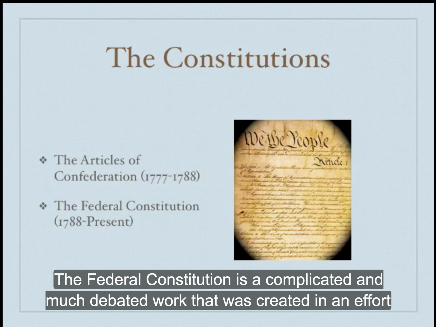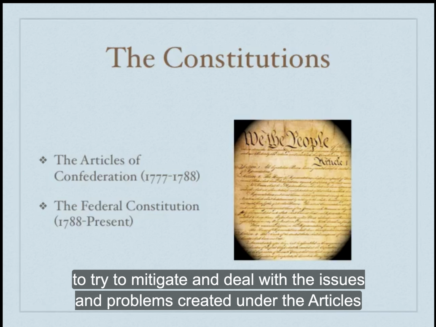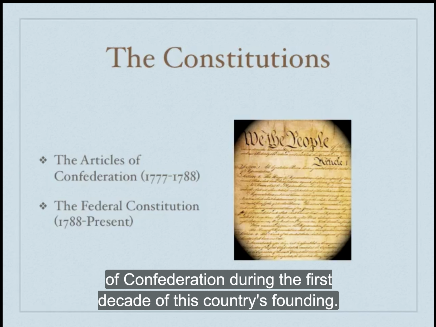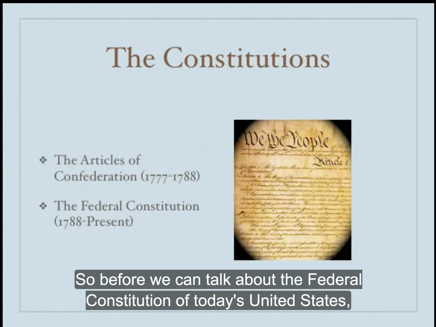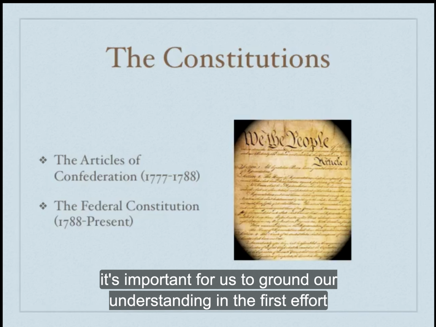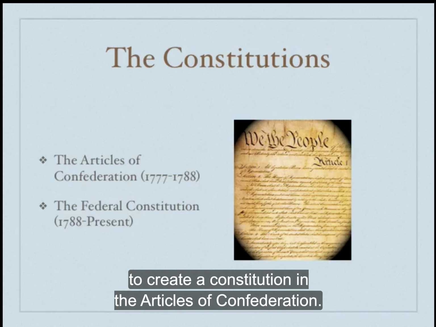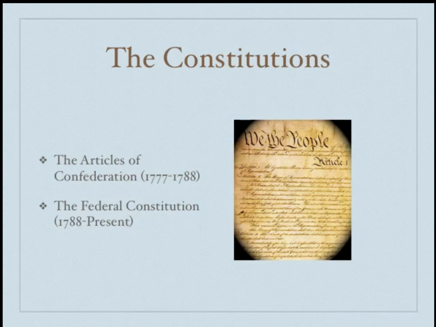The Federal Constitution is a complicated and much debated work that was created in an effort to try to mitigate and deal with the issues and problems created under the Articles of Confederation during the first decade of this country's founding. So before we can talk about the federal constitution of today's United States, it's important for us to ground our understanding in the first effort to create a constitution in the Articles of Confederation.